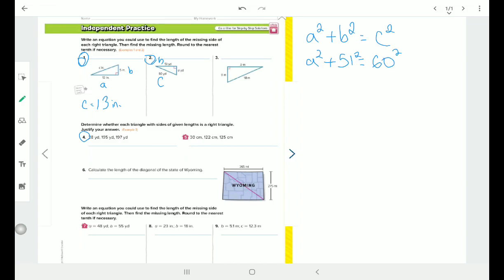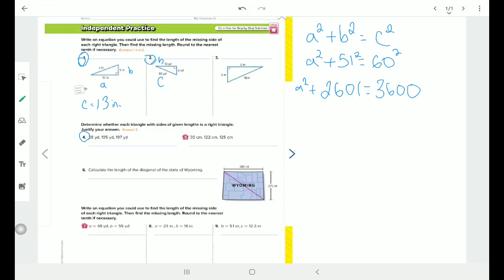At this point you have to keep asking yourself, what can I do to solve for this? Well, I could do 51 squared, 51 times 51, which is 2,601. So I have a squared plus 2,601, and then 60 squared, which I know is 3,600.